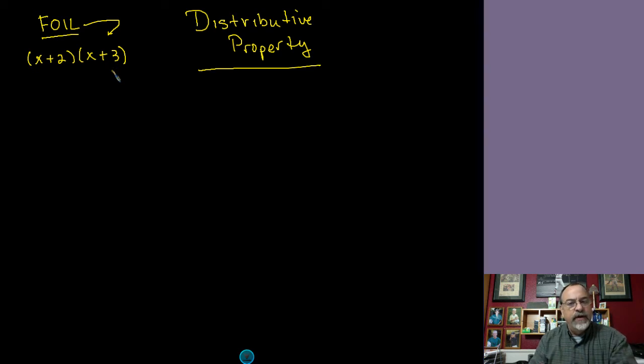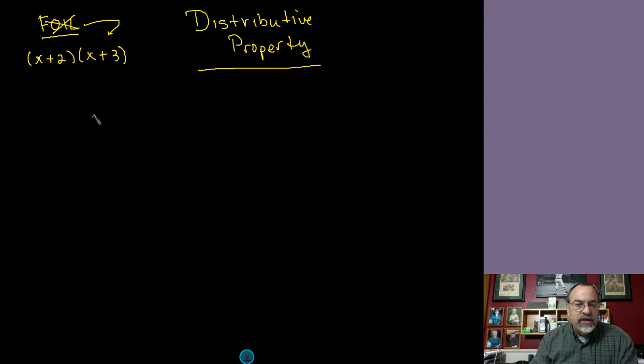And how do we do that? And really, FOIL is just a shortcut to using the distributive property. So I want to get away from FOIL, kind of forget that you know that. Look at the distributive property. That's the math behind it, because the distributive property not only works for a binomial times a binomial, it works for any polynomial times any other polynomial if you understand the math behind it.